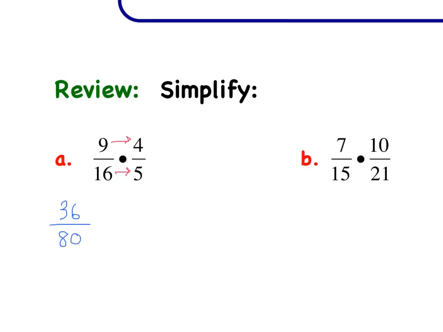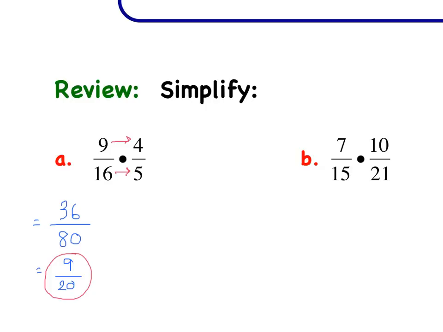And now we just simplify a fraction like we usually do. And what do they both have in common? They both have 4's in common. So 36 divided by 4 would give us 9. And 80 divided by 4 would give us 20. And we cannot simplify this any further. So our final answer is 9/20. So that's one route we can take.